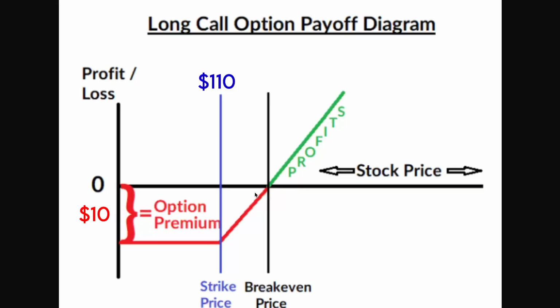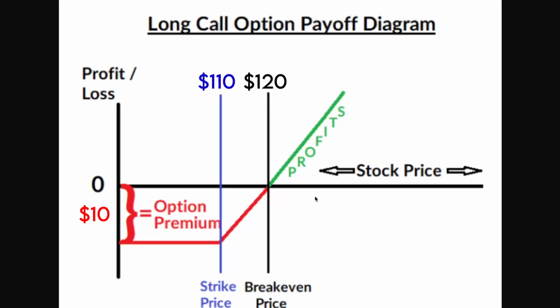On the other hand, let's say that the stock price at expiration is $120 a share. You have the option to buy it at $110. So if the stock is at $120 and you have the option to buy at $110, then the option is going to be worth $10 at expiration. The option is worth $10, but you had to pay $10 a while ago to buy that option. You had to pay that $10 premium. So this would be your break even.